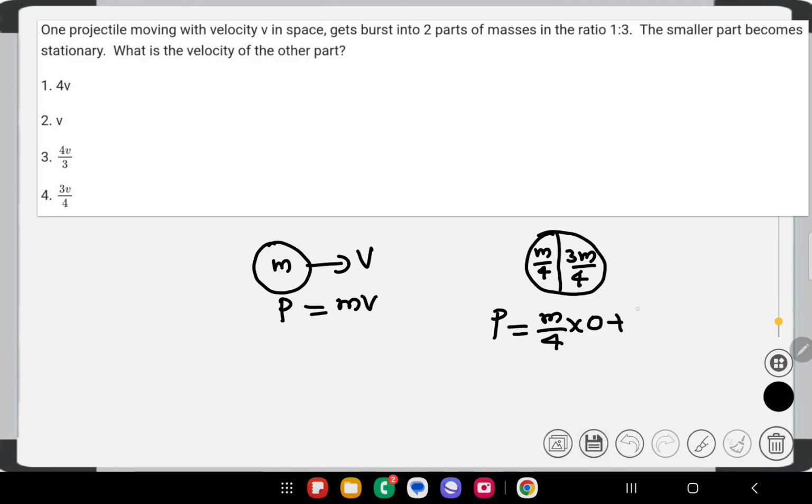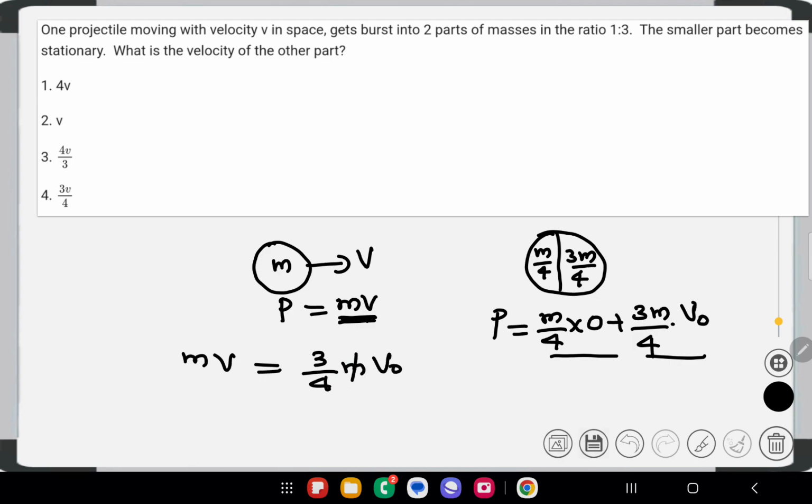And we don't know the speed of the larger part. Let us denote it by v naught. v naught is the speed of the larger part. So this is the total momentum before explosion and this is the total momentum after explosion. Equating, mv equals 3 by 4 m v naught. So m gets cancelled. You get the velocity of the larger part as 4 by 3 into v. So the third option is the correct option.